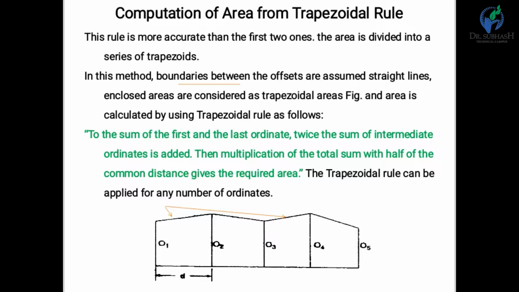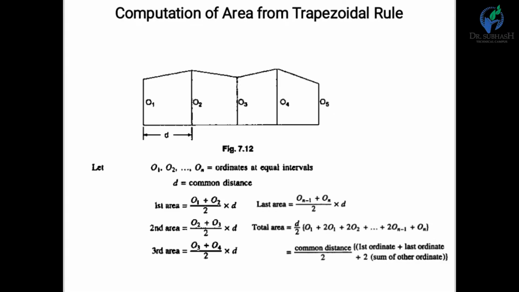That is the rule that we can apply for calculation of area using the trapezoidal rule. Now here is the formula for understanding of this rule. The area using the trapezoidal rule is equal to common distance divided by 2 multiplied by first ordinate plus last ordinate plus 2 into the sum of other ordinates.